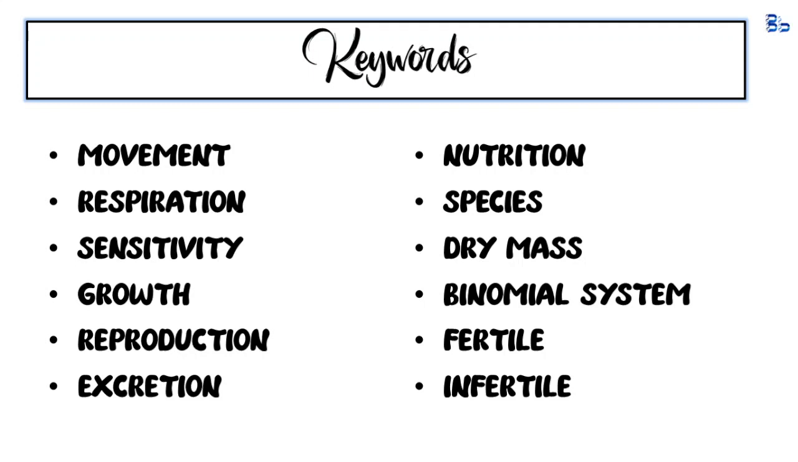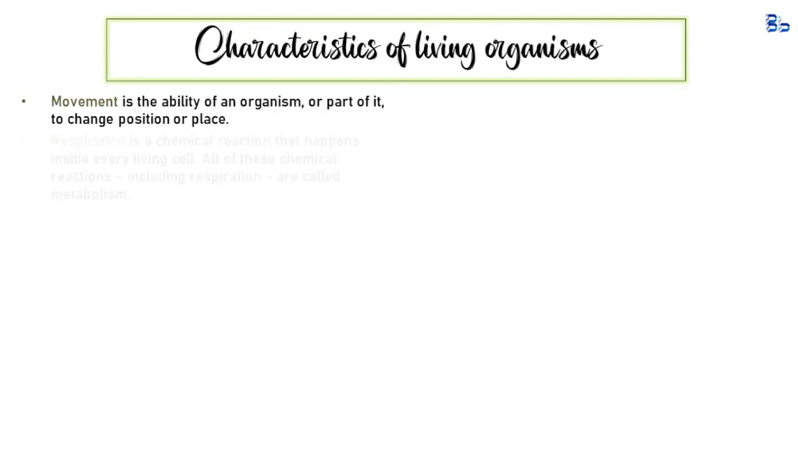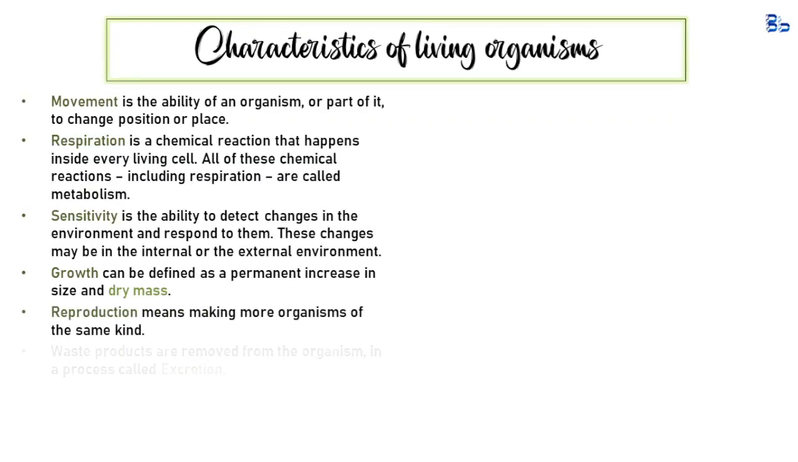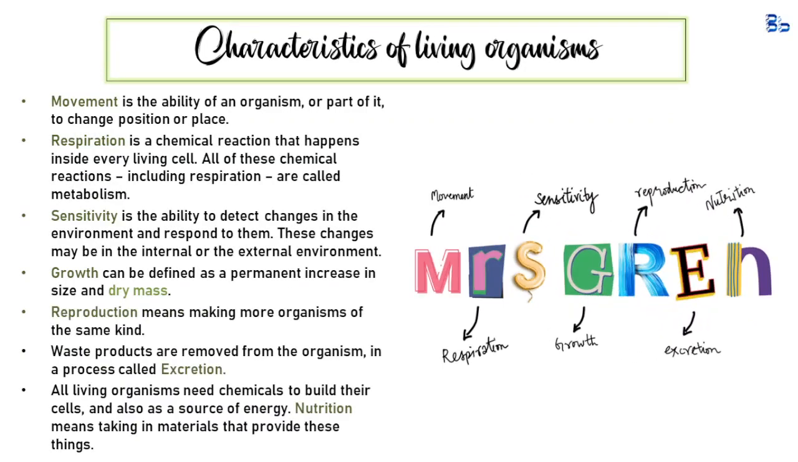So movement, respiration, sensitivity, growth, reproduction, excretion, nutrition, species, dry mass, binomial system, fertile and infertile are the keywords in this video. So let's start off with what are the 7 basic characteristics that all living organisms show. There is a great mnemonic called Mrs Gren, which allows you to easily remember these characteristics.